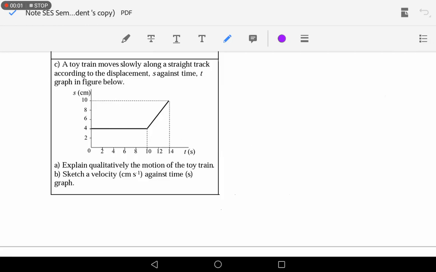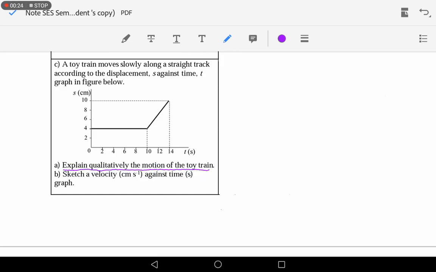Okay, moving on to the next question. A toy train moves slowly along a straight track according to the displacement against time t graph in the figure below. Explain qualitatively the motion of the train.